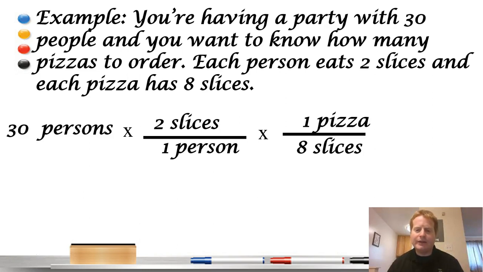And then I just have to verify, did my units cancel? Well, persons on top, persons on bottom. Those canceled, check. Slices on top, slices on bottom, check. And then my one pizza is on top. So that works out. So that means we did it correctly. So then, of course, to solve, we would do 30 times 2 times 1. And then we would divide by the bottom, which in this case is 8. And that's how you figure out how many pizzas you would need.